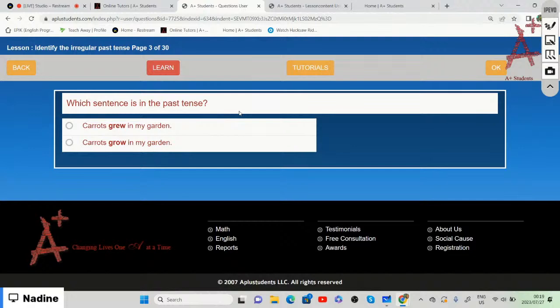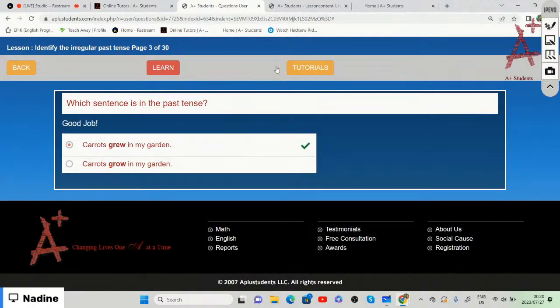All right, so if we were to choose the correct sentence in the past tense, specifically irregular past tense form, then we will say it is option one, carrots grew in my garden, which means that grew is the past tense form of grow, right?